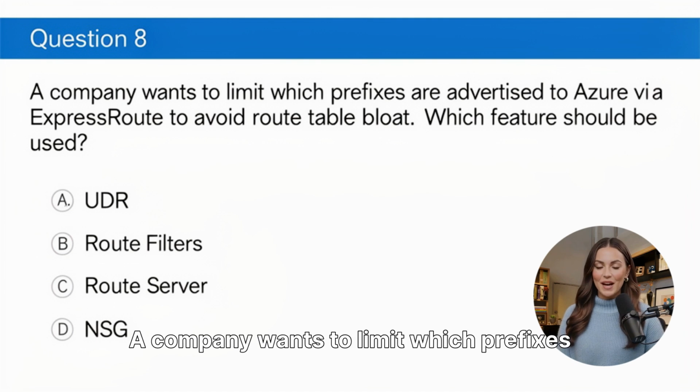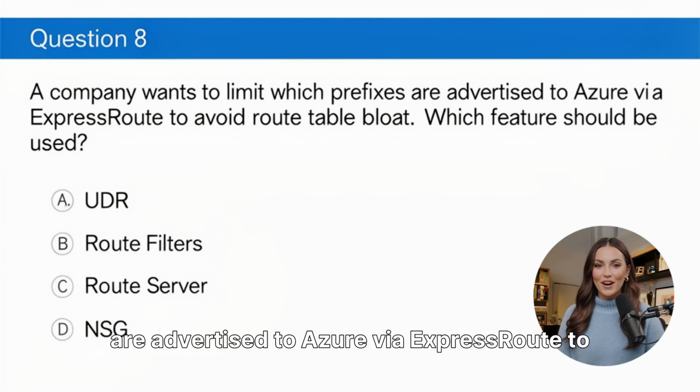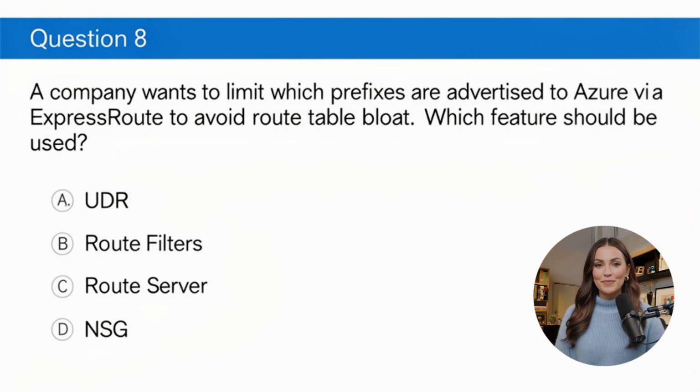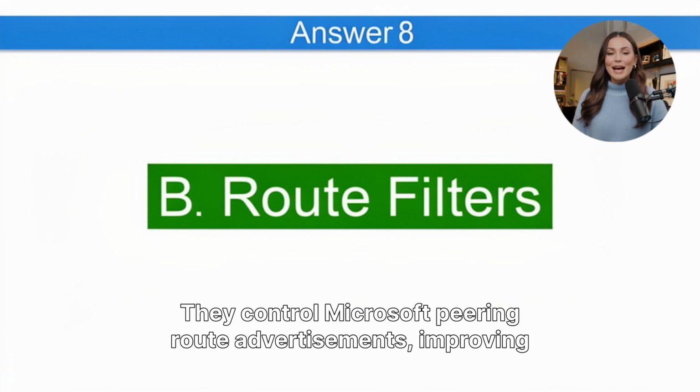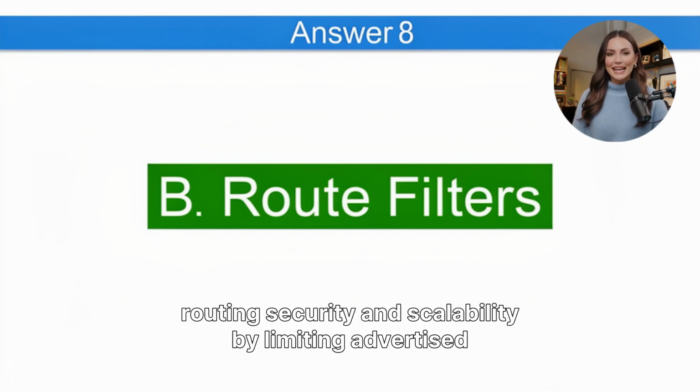Question 8. A company wants to limit which prefixes are advertised to Azure via ExpressRoute to avoid route table bloat. Which feature should be used? A. UDR. B. Route filters. C. Route server. D. NSG. The correct answer is B. Route filters. They control Microsoft peering route advertisements, improving routing security and scalability by limiting advertised prefixes.